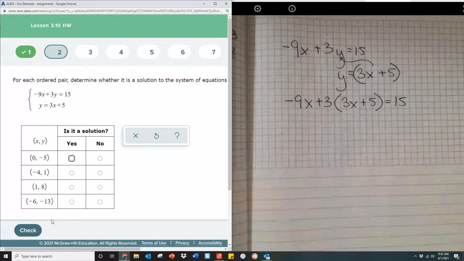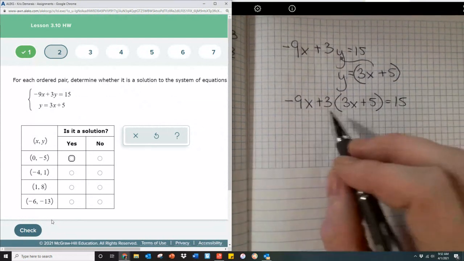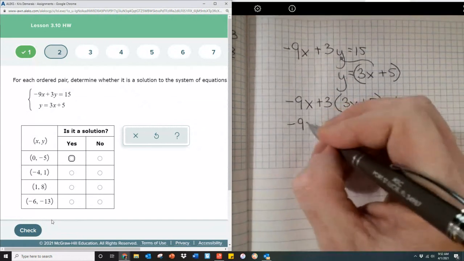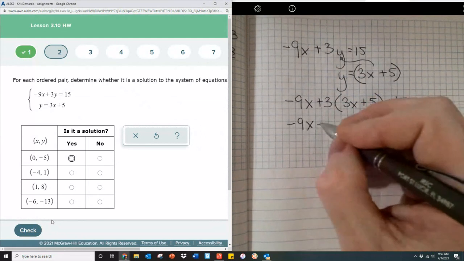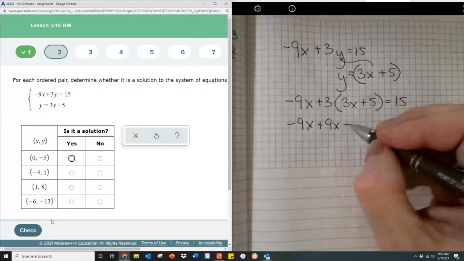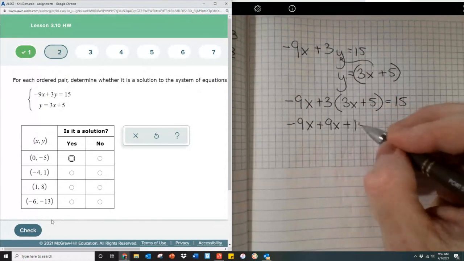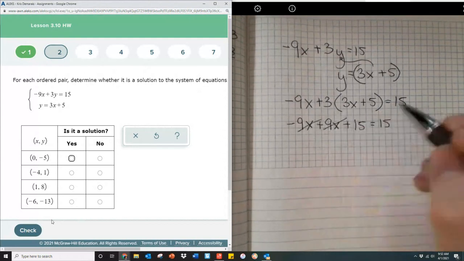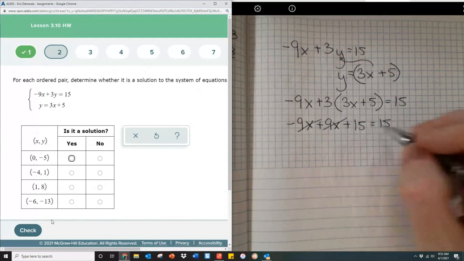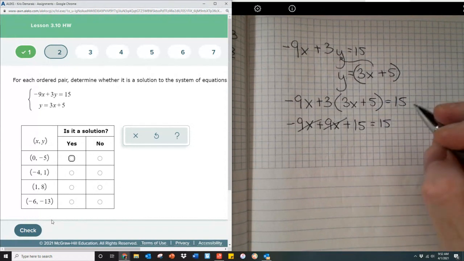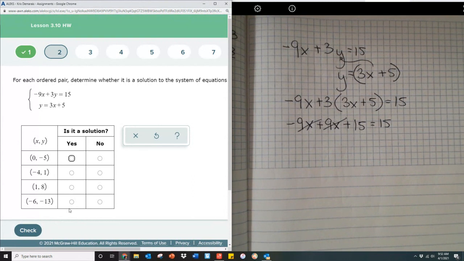Now I do not have multiple variables here. I have a single variable, x, and I have to just solve for it. So we have 3 times 3 is 9x, and then we have 15 equals 15. Now, ironically, the way this works is that 15 equals 15 is true. That means it's true for all values of input. Well, that doesn't mean we're going to select yes for all of these.